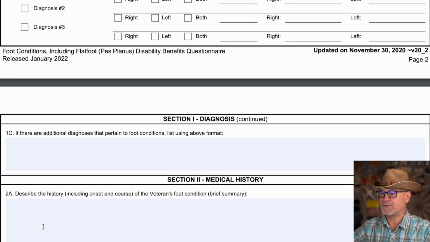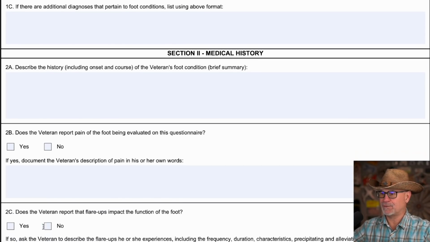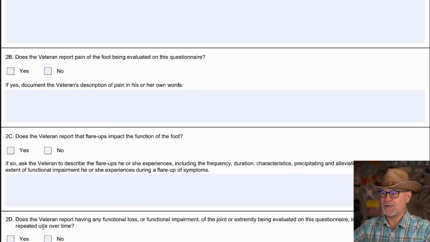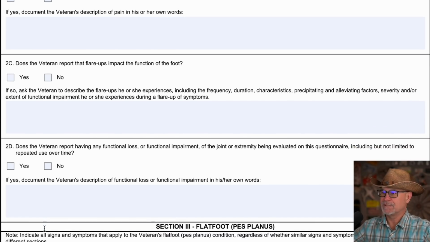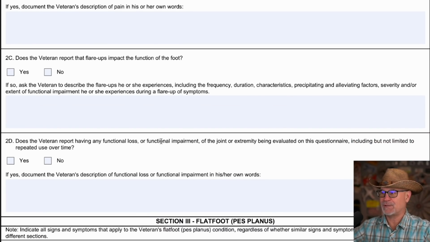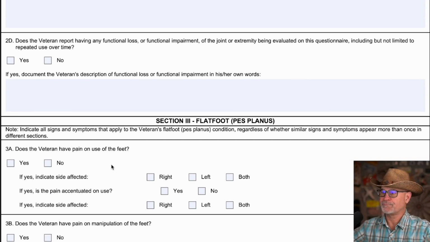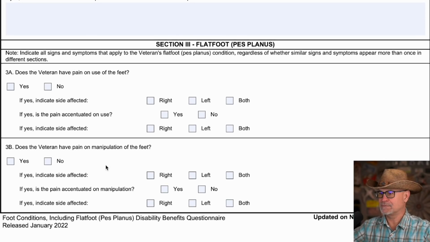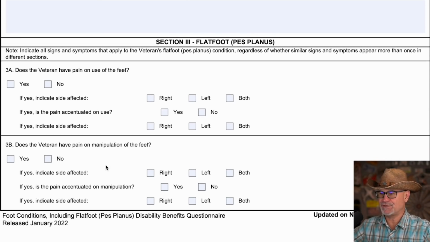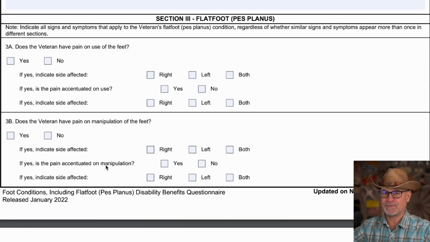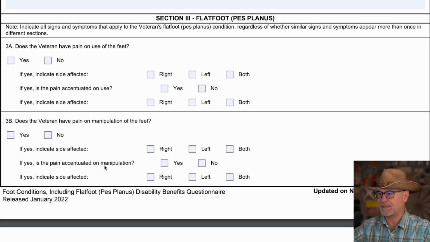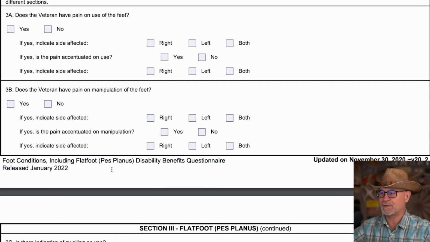So the first part covers the diagnosis. They're going to talk about the medical history here, the flare-ups. So they actually say flare-ups, and that's what you want to be talking about. If you're feeling kind of halfway decent right now, you don't want to be talking about halfway decent right now. You want to talk about your last flare-up. Do you have functional loss or functional impairment? That's important. You're going to be asked if you have flat feet. You may or you may not. I do. Does the veteran have pain on manipulation of the feet? Yes or no, right or left side, or both sides, which is the bilateral factor. Again, there's that new date, released January 22.